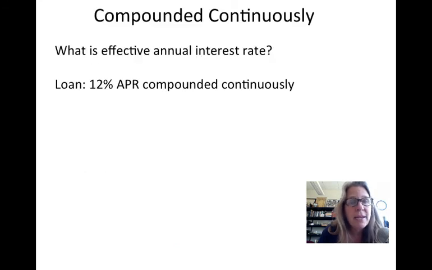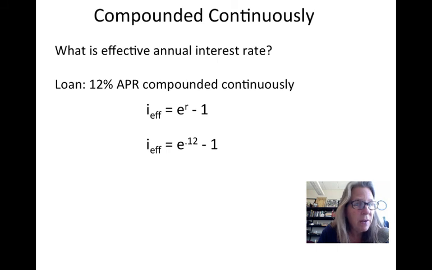Now, there is a special case where sometimes things are written as compounded continuously. That means that it's compounded every moment. In order to figure that out, we take the limit, and it ends up that the effective rate is e to the r, minus 1. So in this case, taking 12%, e to the 0.12 minus 1 gives us 12.7%. So again, it's a little bit more, but it's not a huge amount more. So there is a limit to this compounding.